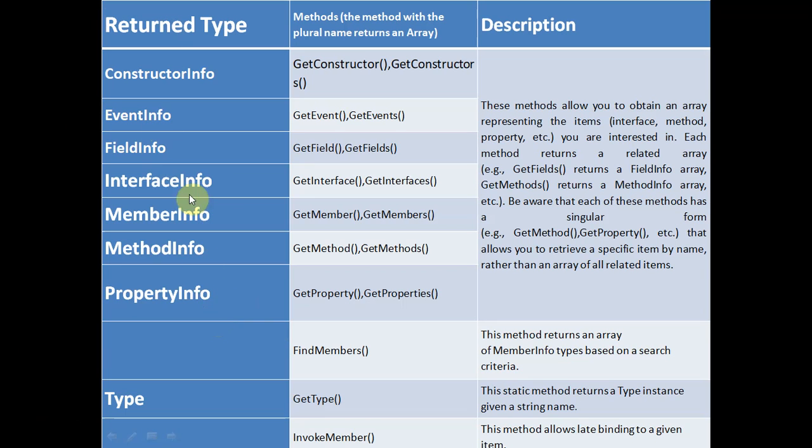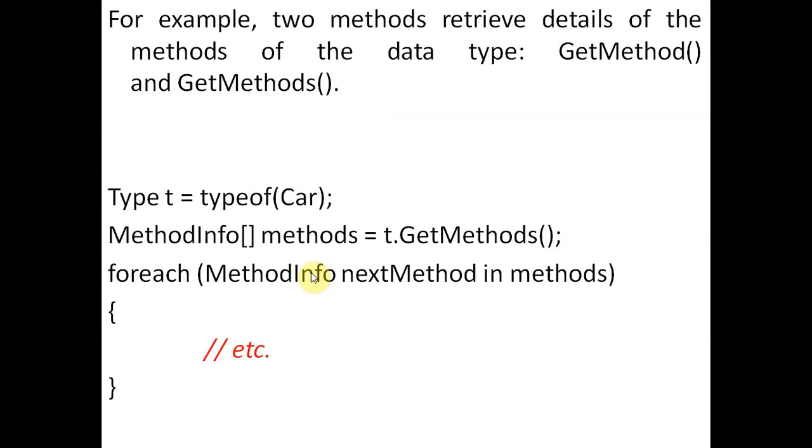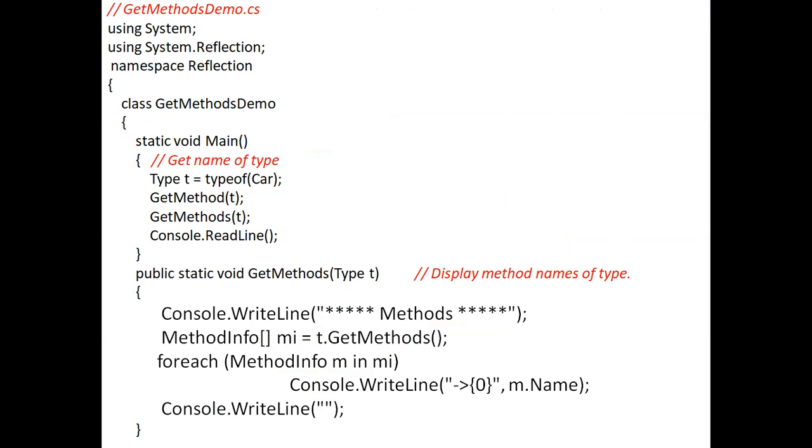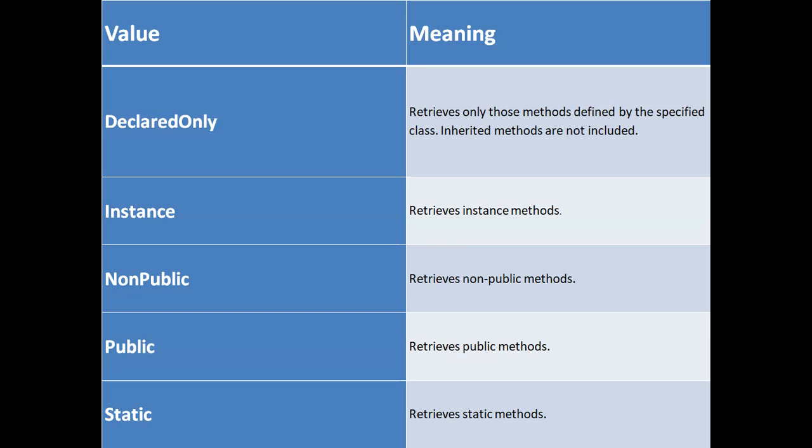Suppose we are extracting all the constructors, so we'll use ConstructorInfo in place of MemberInfo. So this is the program, and in place of MemberInfo we'll write ConstructorInfo. Suppose for extracting the interfaces, then we'll write the corresponding info class in place of MethodInfo. This way we will write the program, and the structure and pattern of the program is the same in all the programs.